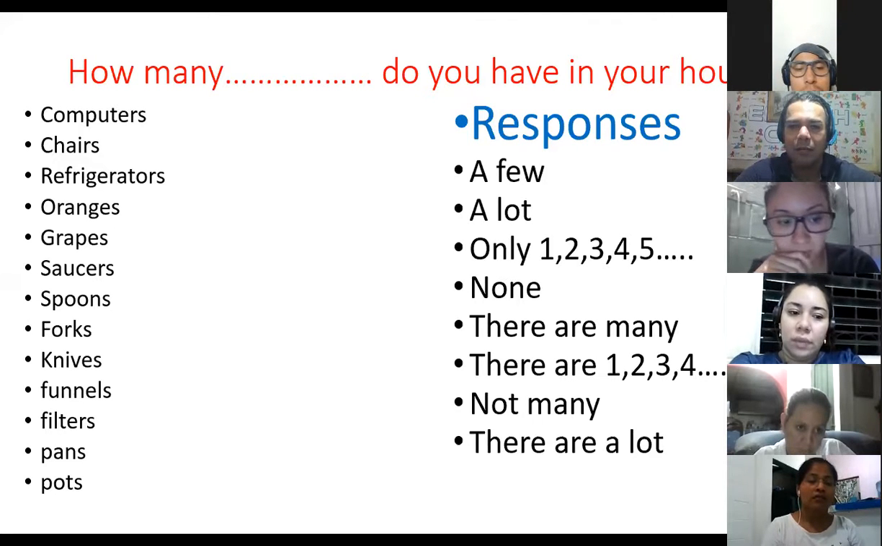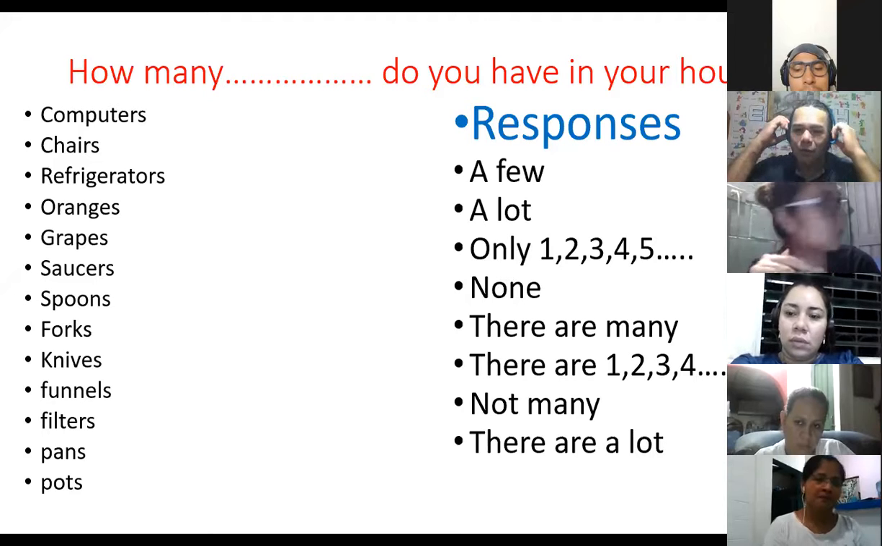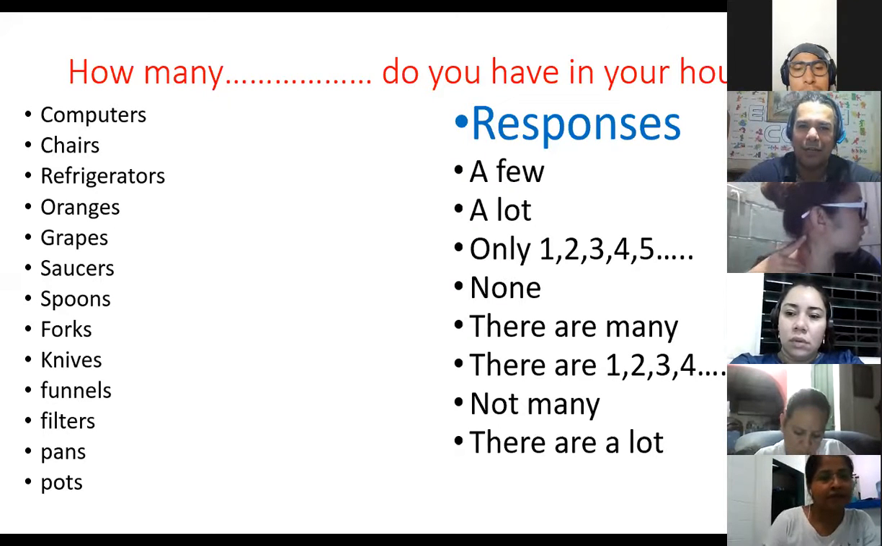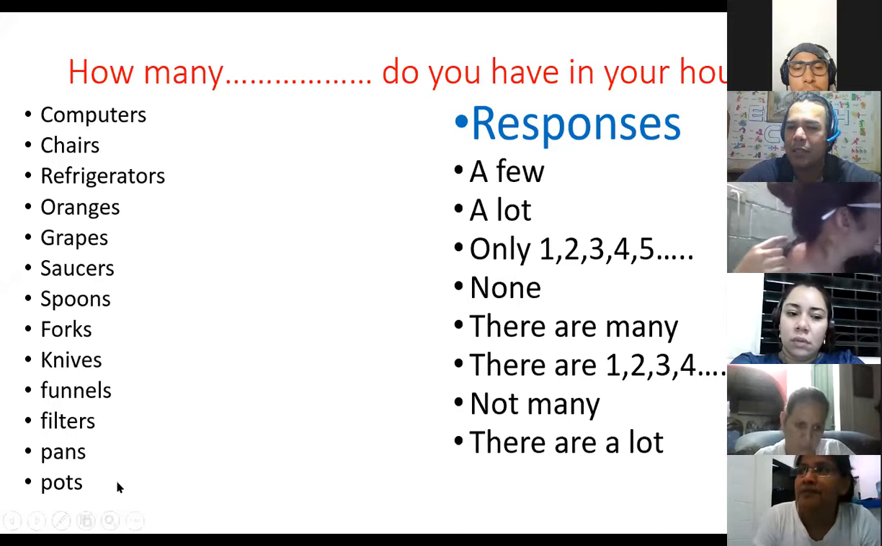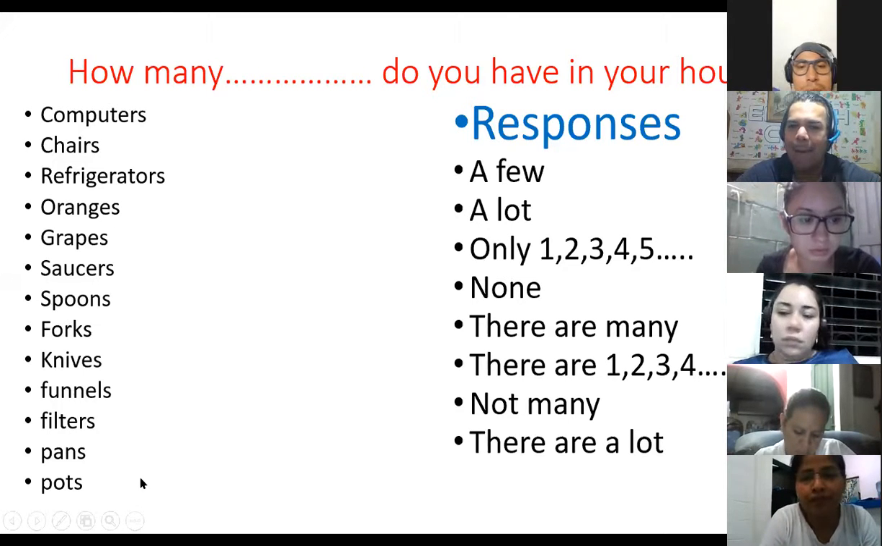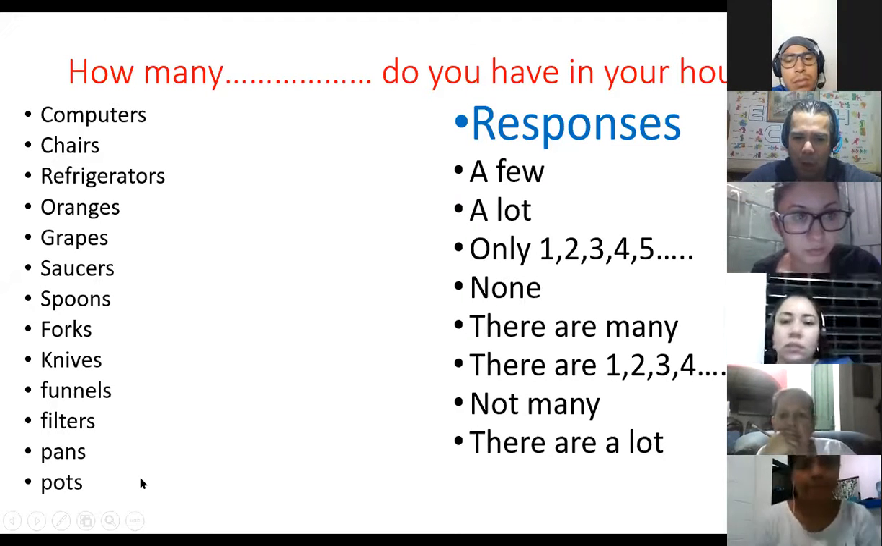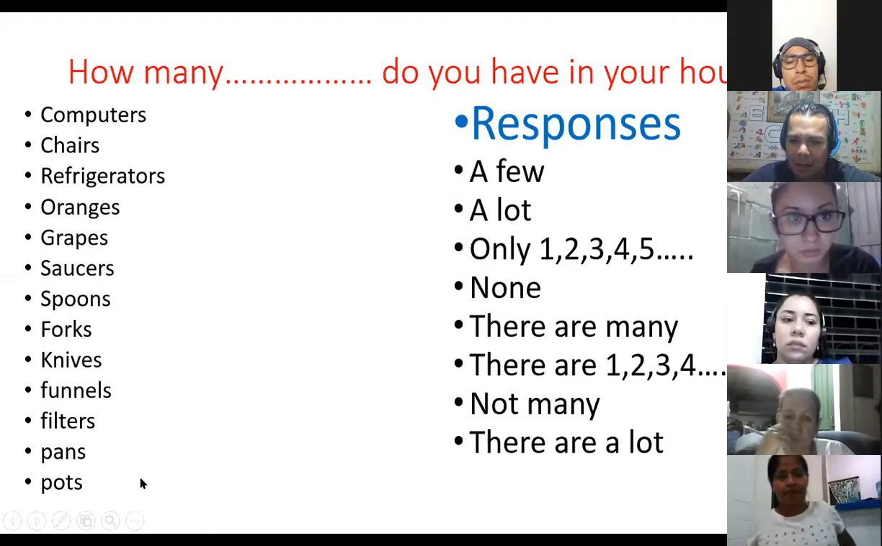Next one. Pans. Sartenes. Sartenes, correct. Sartenes o cacerolas. That's good. Pots. Ollas. Excellent. All right. That's the meaning of this vocabulary. Here we go. One more time.